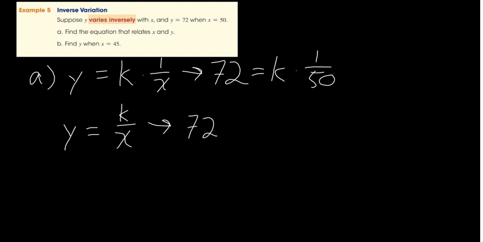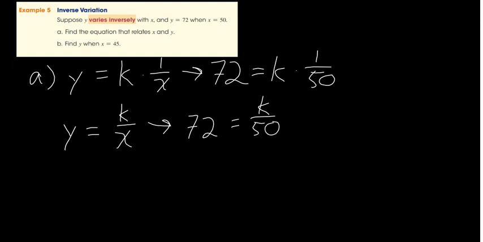So we can do 72, and that's going to be equal to some k times 1 over 50. Okay, and then if we did it down here, we would have 72 is equal to some k over 50.